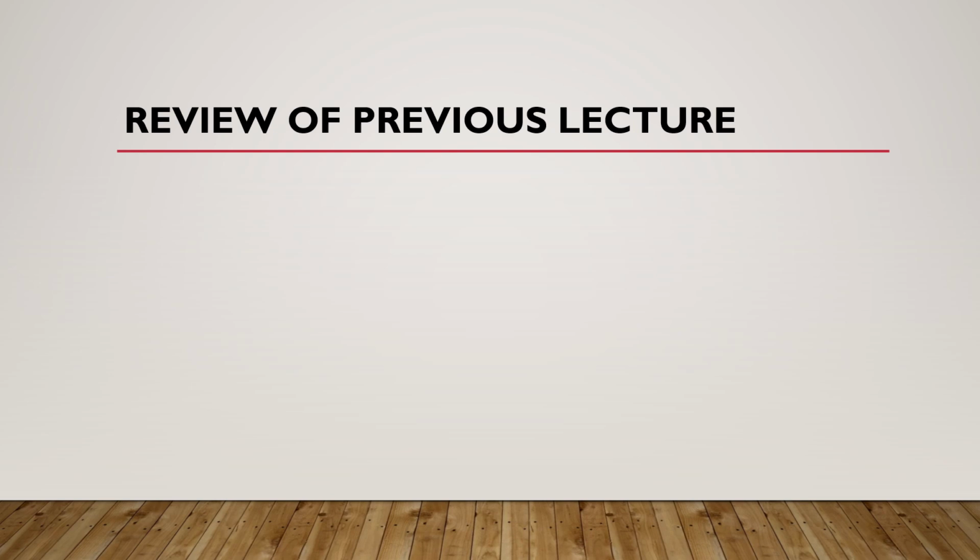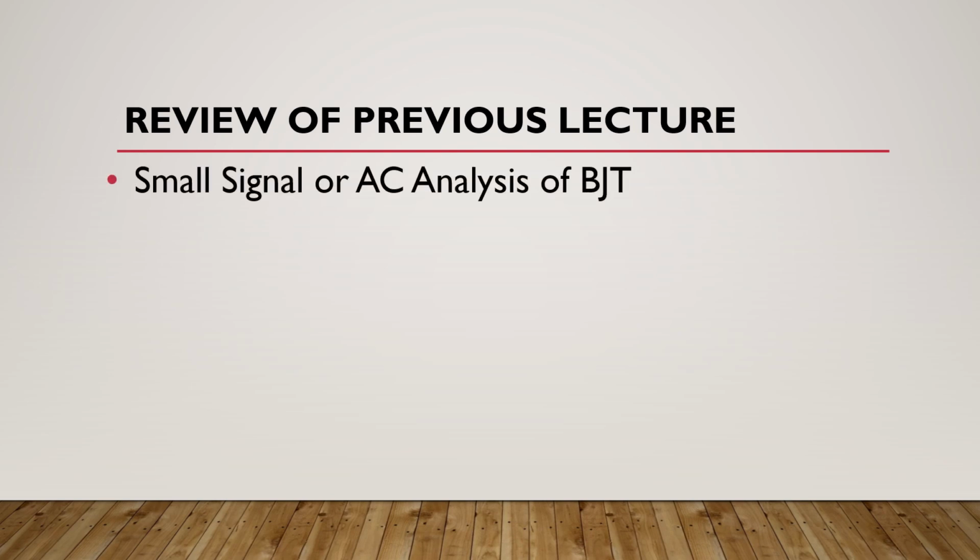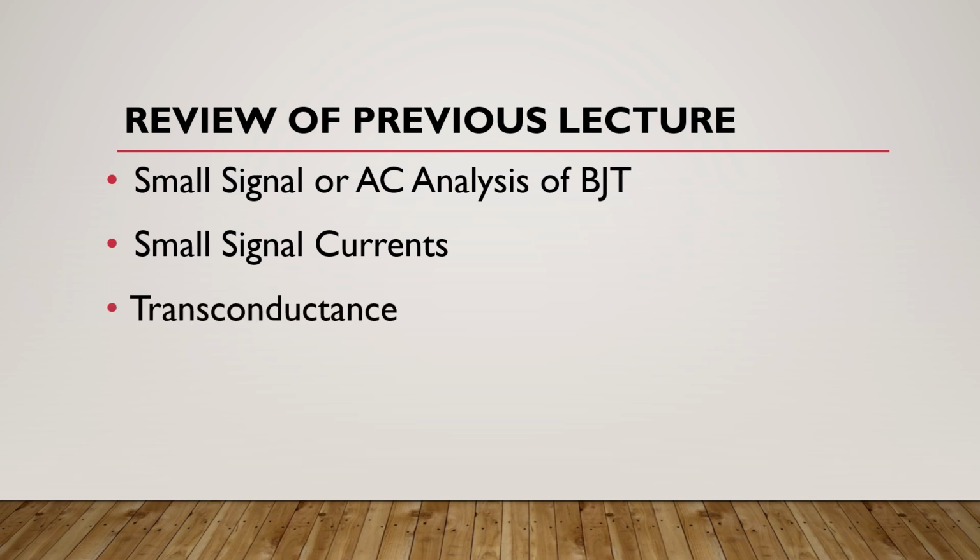First, we will have a quick review of our previous lecture. In your last lecture, you studied about small signal or AC analysis of bipolar junction transistors. You derived equations of small signal collector current, small signal base current, and small signal emitter current. You also understood what is transconductance and you also studied about small signal resistances.